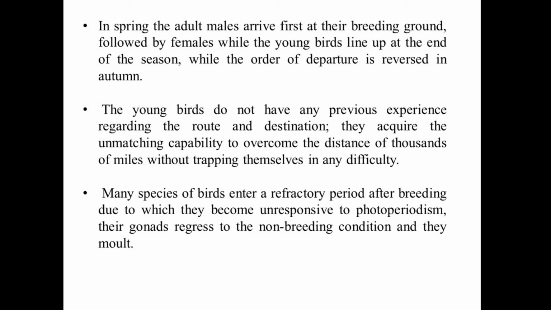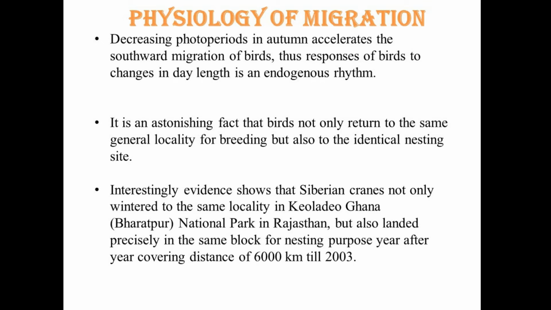Many species of birds enter a refractory period after breeding, due to which they become unresponsive to photoperiodism. Their gonads regress to the non-breeding condition and they molt. Decreasing photoperiod is the next point in the autumn that accelerates southward migration of birds. Thus, the response of birds to changes in day length is an endogenous rhythm.